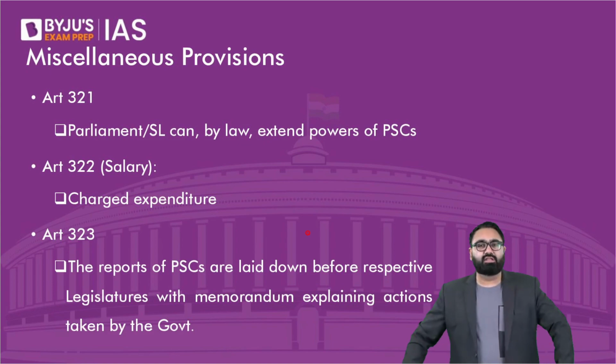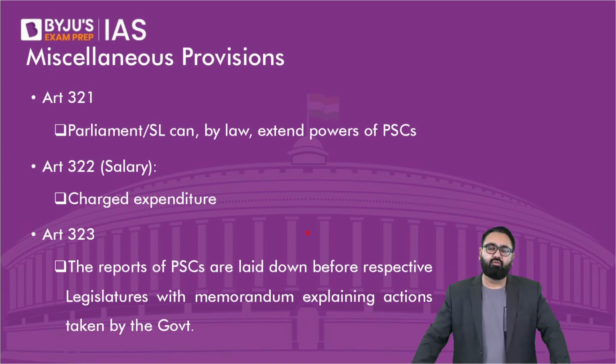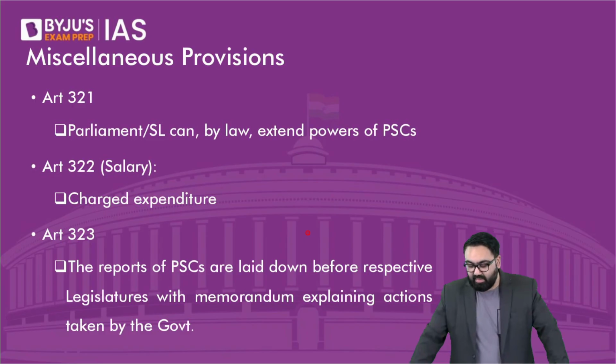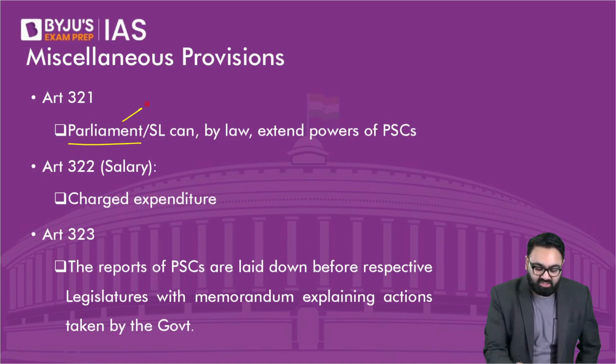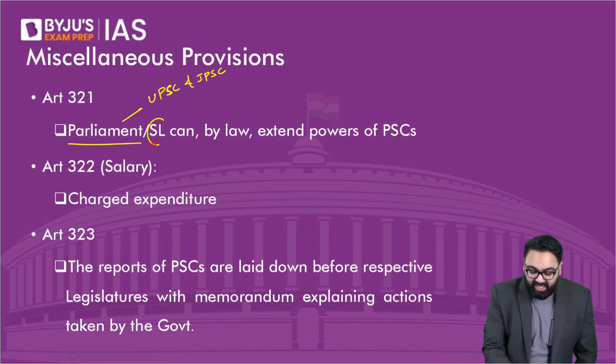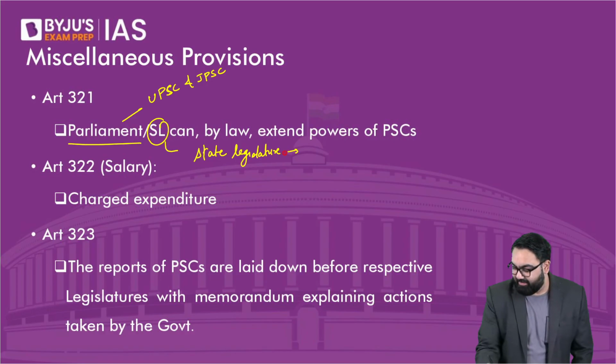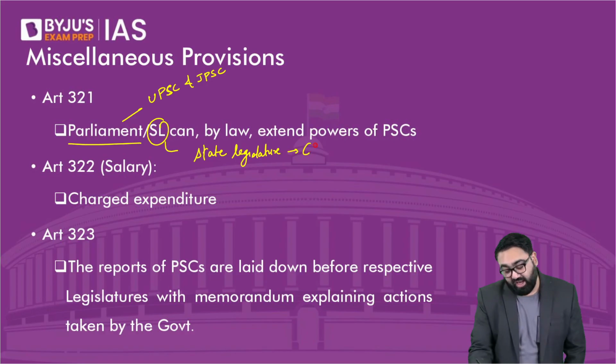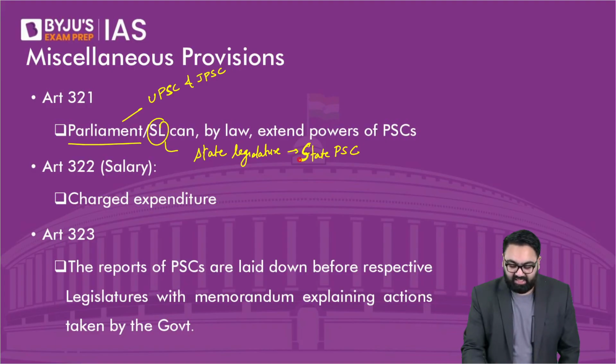Now let's talk about some detailed provisions. How do they work? What are the powers, etc., etc.? First, the Parliament can extend the powers of UPSC and JPSC. While on the other hand, state legislature, they can increase the powers of the State Public Service Commission. Now, what exactly is this increase in powers?